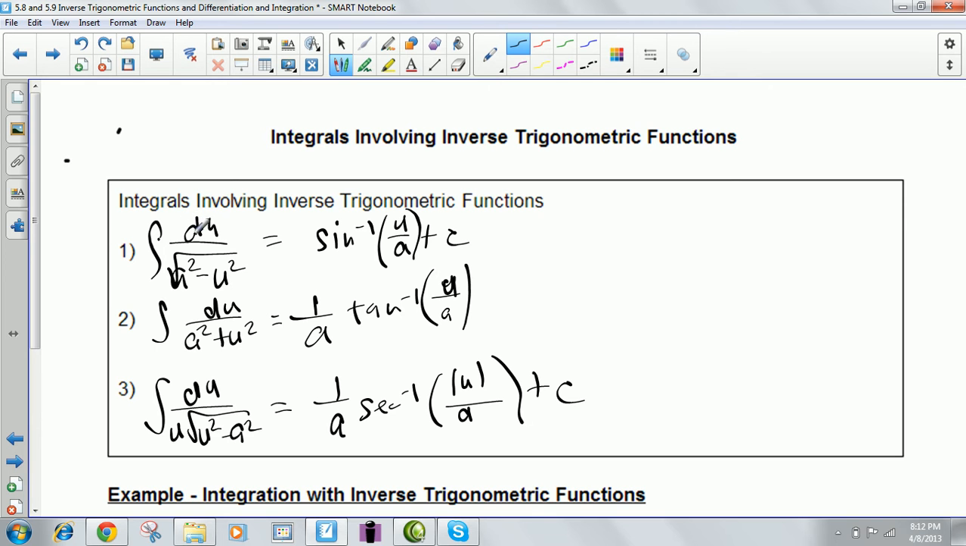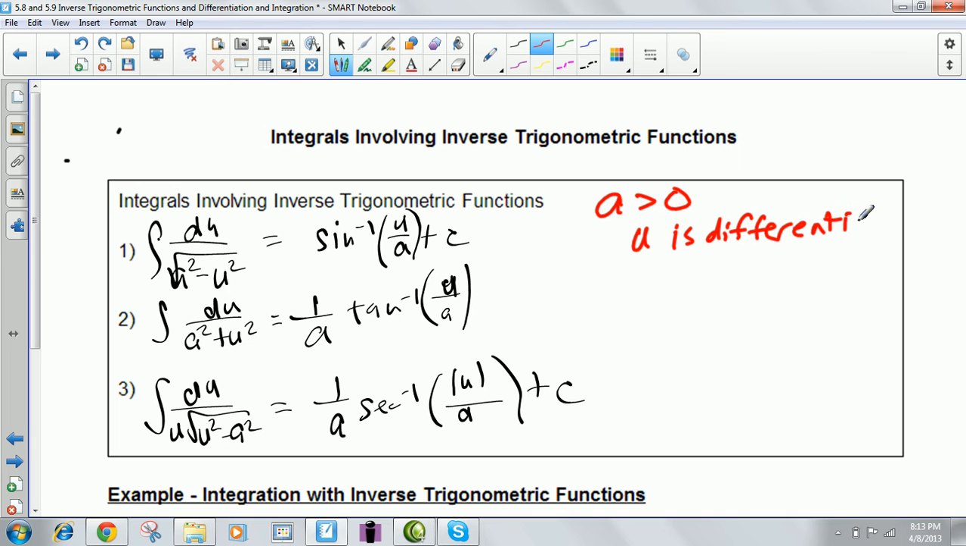So du or 1 all over the square root of a squared minus u squared. A few things to remember here. First, your a value, some constant, has to be greater than 0. And then also u has to be differentiable.